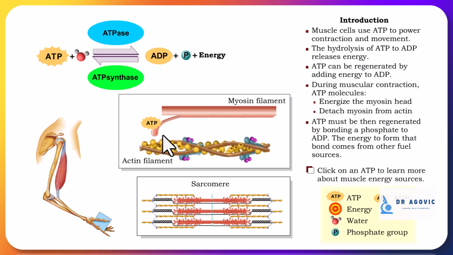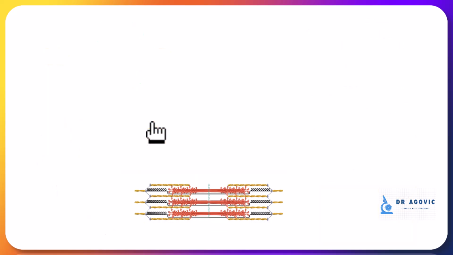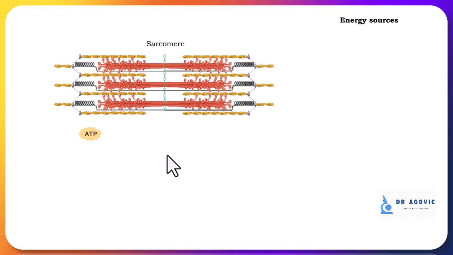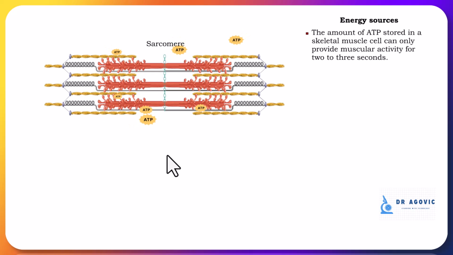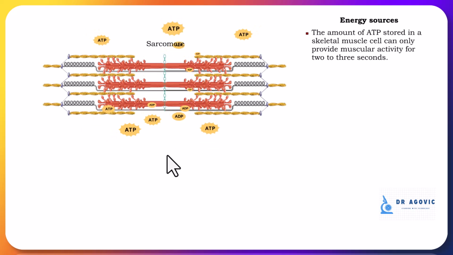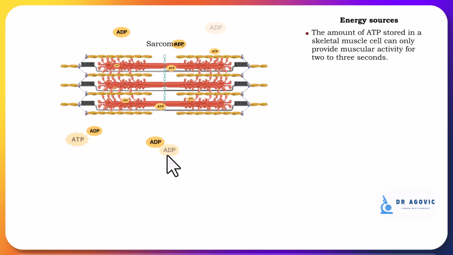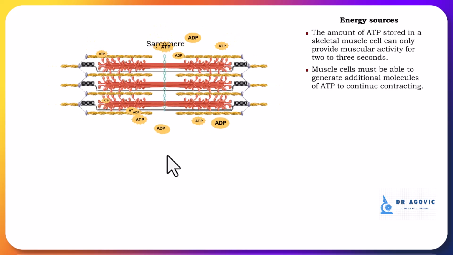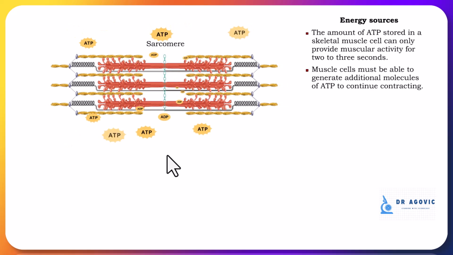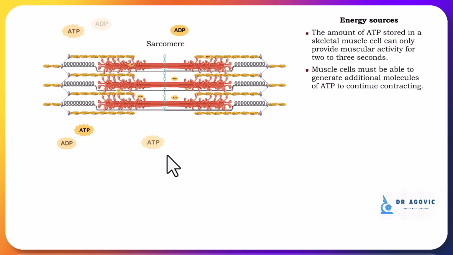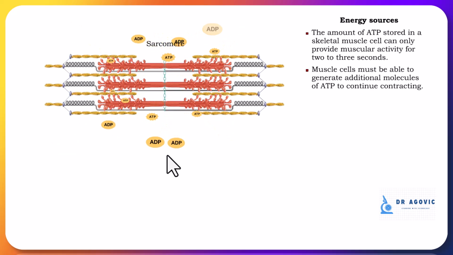Let's take a look at the sources for muscle energy. The amount of ATP stored in a skeletal muscle cell can only provide muscular activity for 2 to 3 seconds. To continue activity beyond a few seconds, muscle cells must be able to generate additional molecules of ATP.